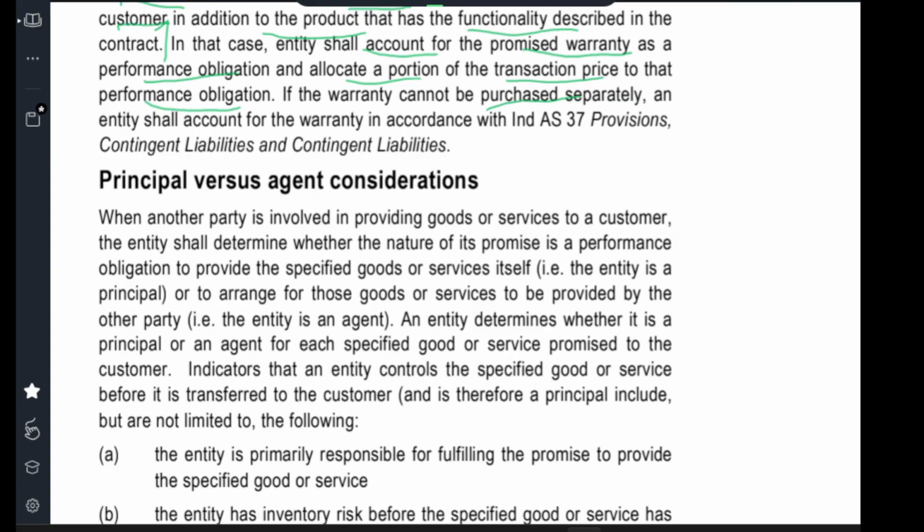If the warranty cannot be purchased separately, an entity shall account for the warranty in accordance with Ind AS 37, provisions, contingent assets and contingent liabilities. So as per the provisions on contingent assets and contingent liabilities in Ind AS 37, they need to account for that.